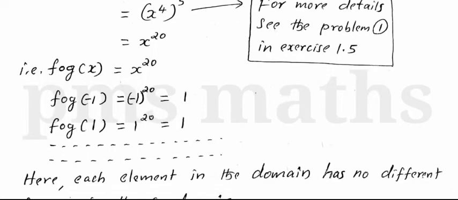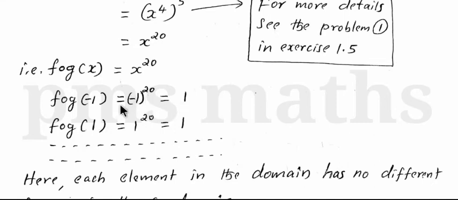Then take the values for x. Again, any real number can be taken for x. First, for example, minus 1. Then take 1, etc. Here x is equal to minus 1 means here also we can substitute x is equal to minus 1. Minus 1 whole raised to 20. Minus 1 whole raised to 20 is nothing but plus 1. Here the power is an even number. Therefore, this minus becomes plus. Then 1 raised to 20 is nothing but 1.